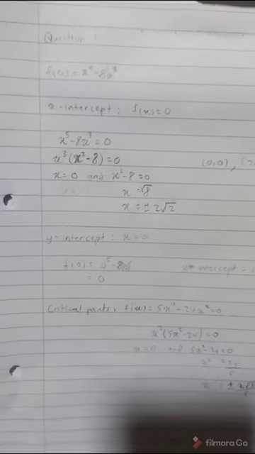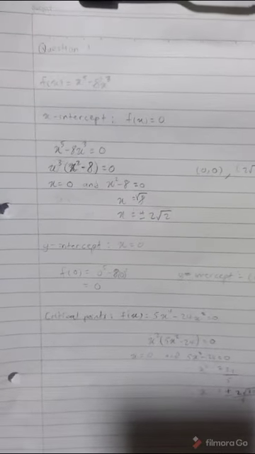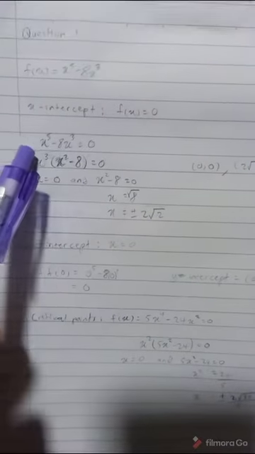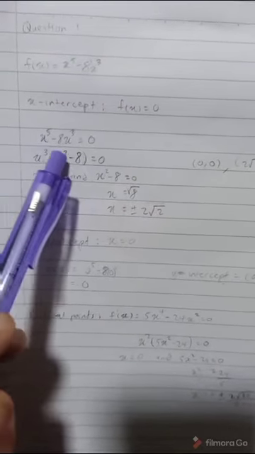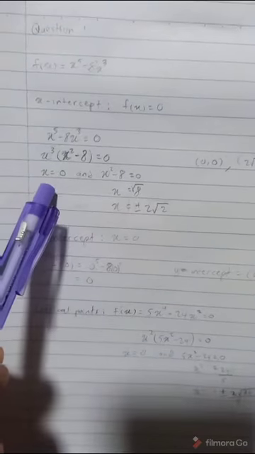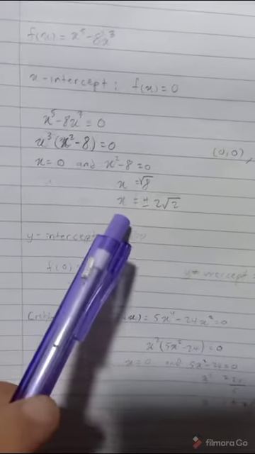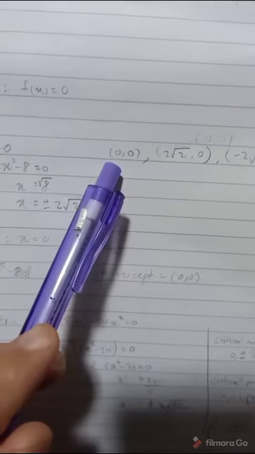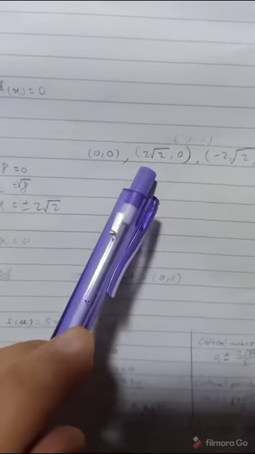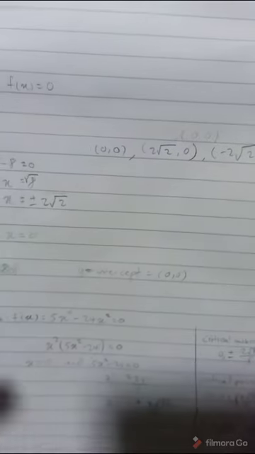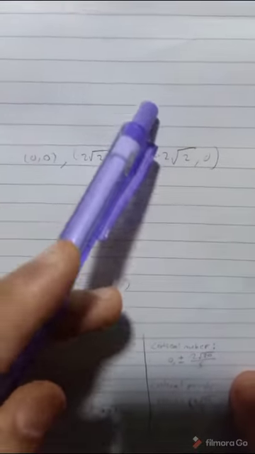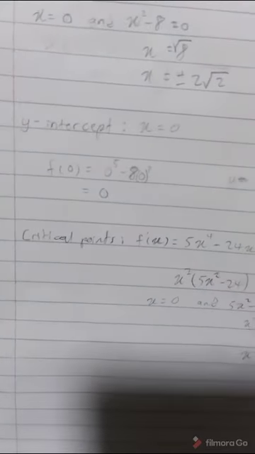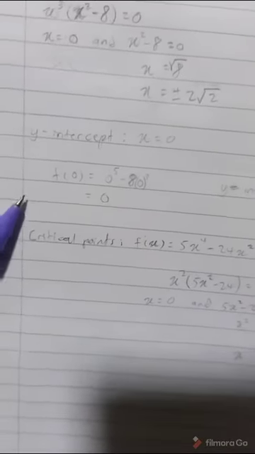Alright, now we want to find the x-intercept. The x-intercept is when f(x) equals 0. So we set the function equal to 0, and we find x equals 0 and x equals plus or minus 2 square root of 2. So in terms of points: (0, 0), (2 square root of 2, 0), and (negative 2 square root of 2, 0), and that's all.